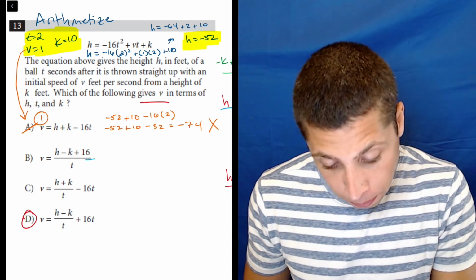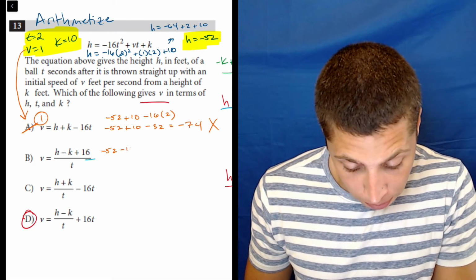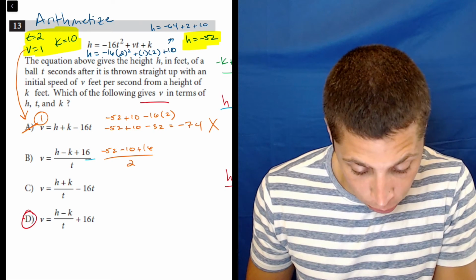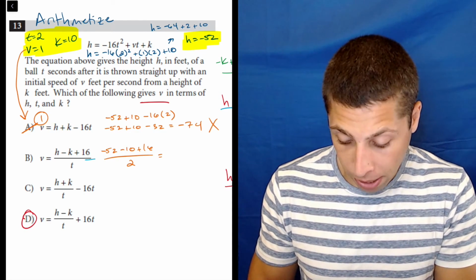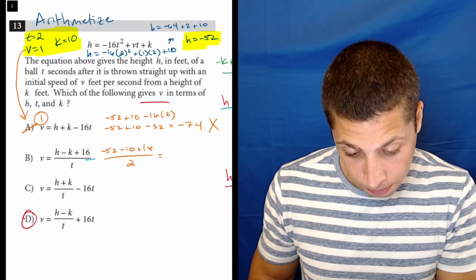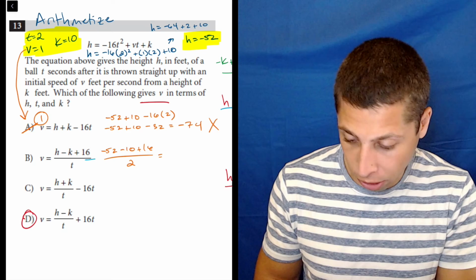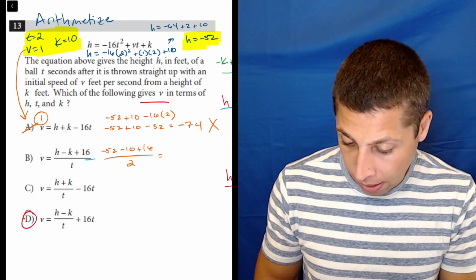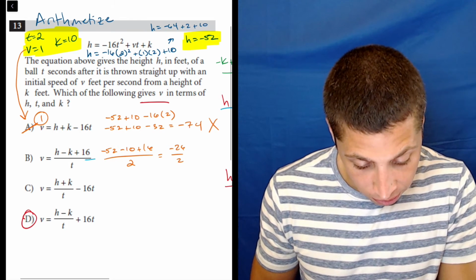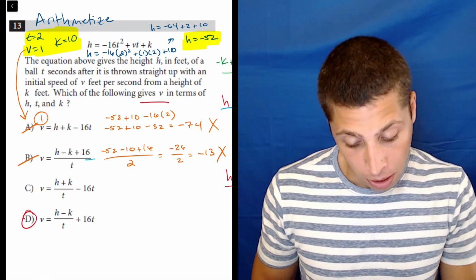Let's keep moving. h, I said, was negative 52 minus 10 plus 16 over 2. So negative 52 plus 10 minus 32, plus 16. Sorry, I'm looking in the wrong place. See, this is why I show you work. Plus 16 is negative 26, divided by 2 is negative 13. So that's wrong as well. It's supposed to be 1.